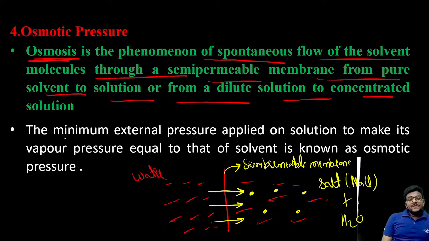Next, the minimum external pressure applied on the solution to make its vapor pressure equal to that of the solvent is known as osmotic pressure. Minimum external pressure means pressure applied by an external source, not internal, not of the semi-permeable membrane. We are applying it by suction, by a motor, whatever the instrument or procedure we follow to apply the external pressure, to make its vapor pressure equal to that of the solvent. That is known as osmotic pressure. So that is our colligative property, osmotic pressure.